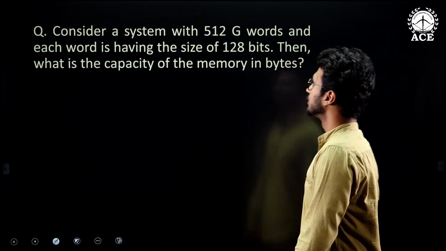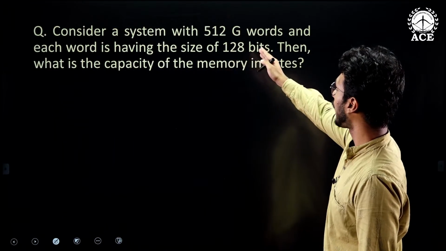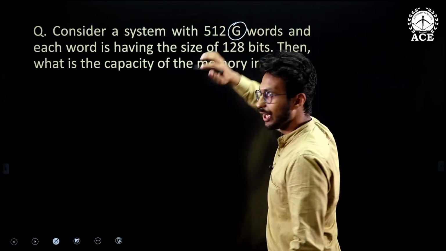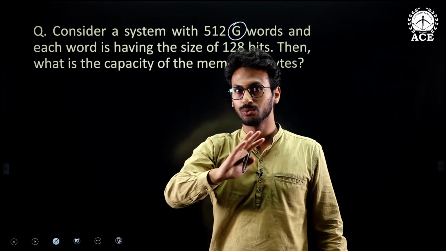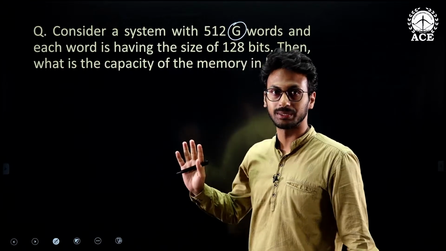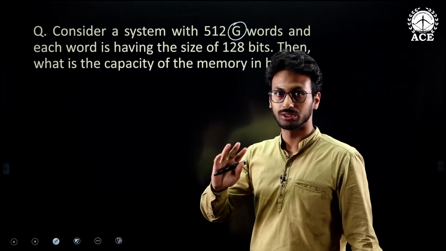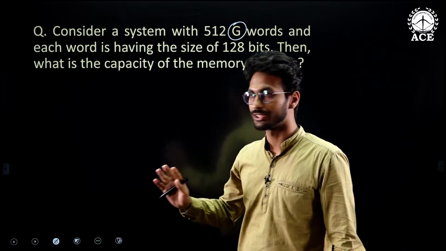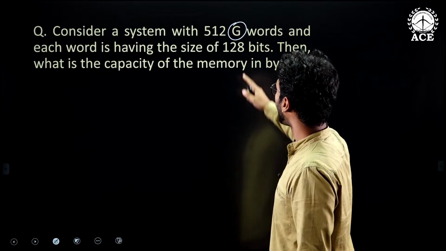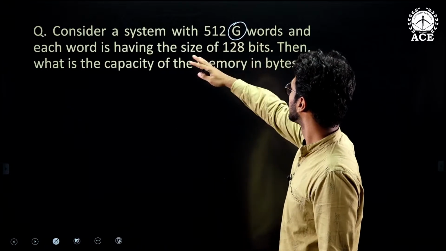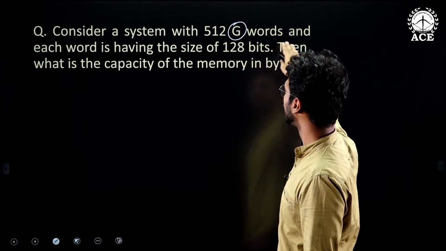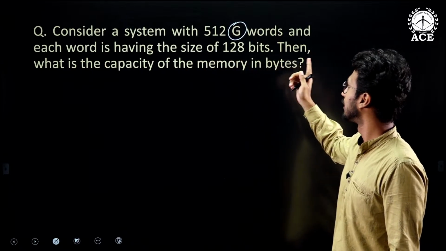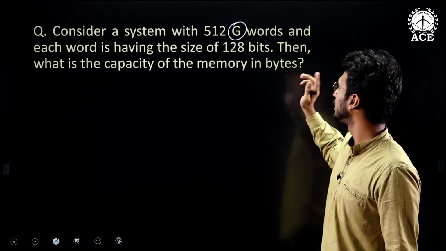Next one. Consider the system with 512 gigawords. Okay, G is mentioned here. I hope you got to understand what is G. Initially I mentioned everything. What is G, what is K, what is P, what is T, etc. Okay, what is M. Now consider a system with 512 gigawords and each word is having the size of 128 bits. Then what is the capacity of the memory in bytes?